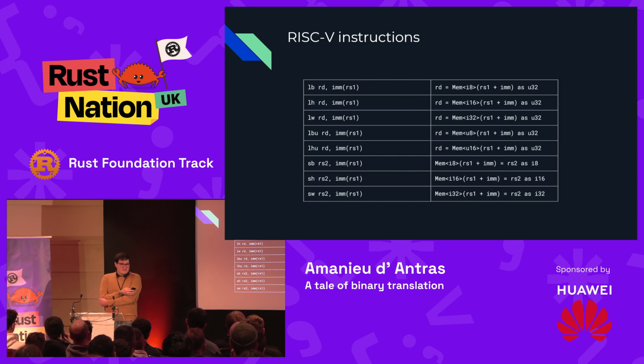Other RISC-V instructions are the load and store instructions for reading and writing to memory. Since registers are 32 bits, loads from memory have both signed and unsigned variants, which either sign extend or zero extend the loaded value. Store instructions are also fairly straightforward. The address to read or write is calculated by adding the immediate to the first source register.